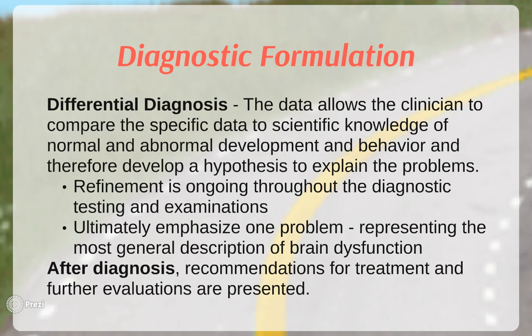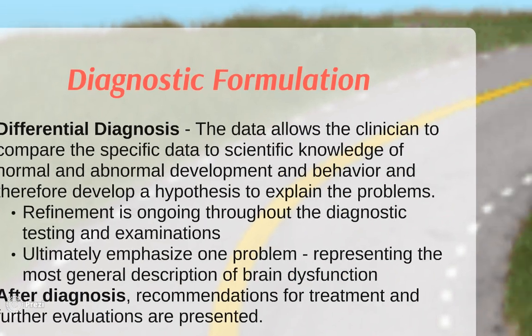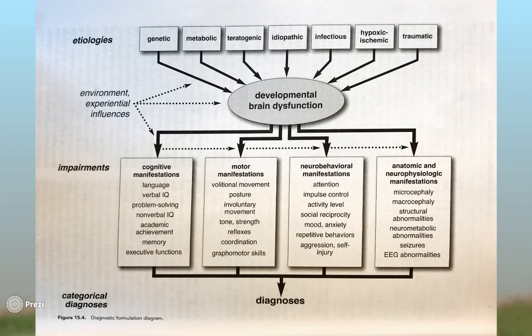The refinement of the differential diagnosis is ongoing throughout the diagnostic testing and examinations, and in the end, ultimately emphasizes one problem, even if a long list of diagnoses is appropriate. The one diagnosis should represent the most general description of that brain dysfunction. After the diagnosis, the recommendations for treatment and further evaluation are presented to the family. Usually this includes separate specialist referrals to develop specific treatment plans. This table demonstrates a template of sorts that's created for each individual patient.